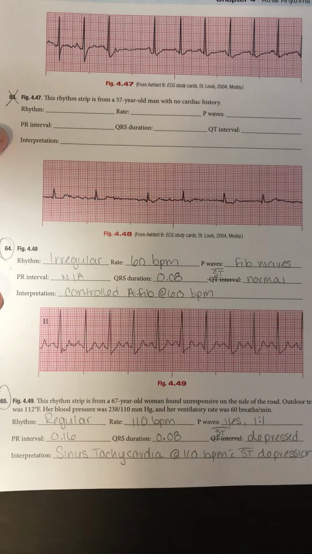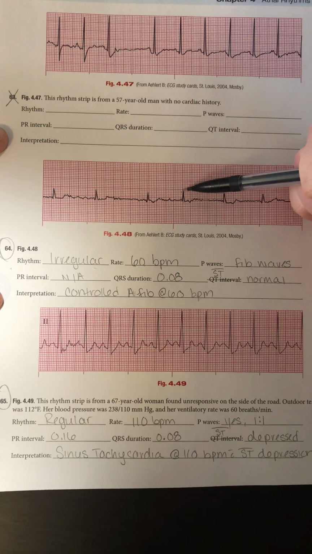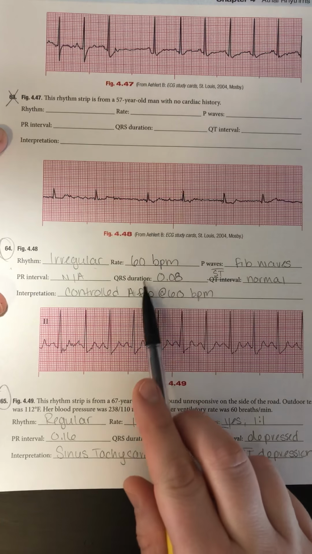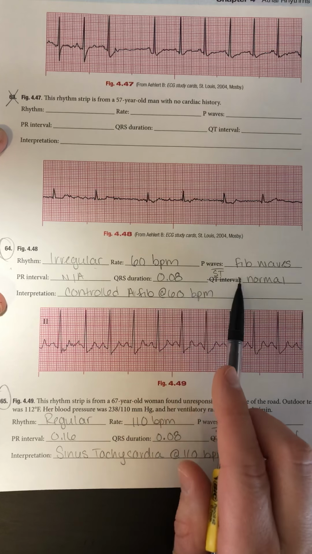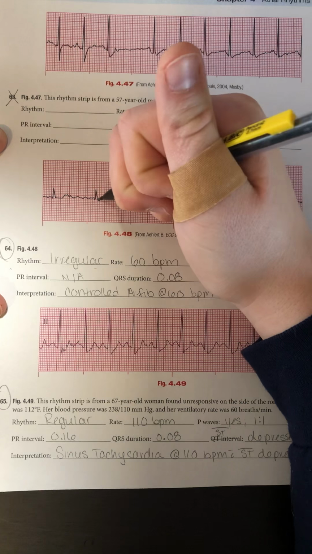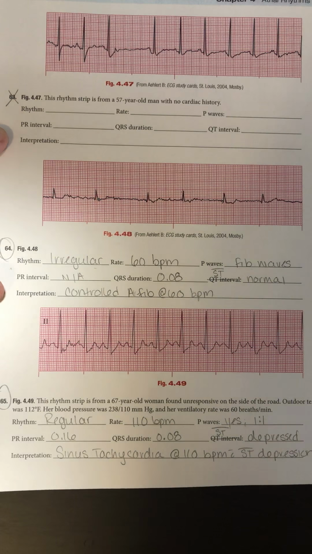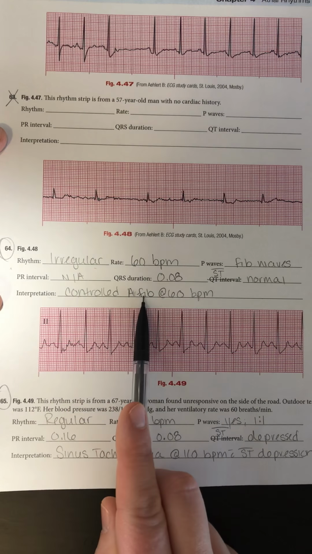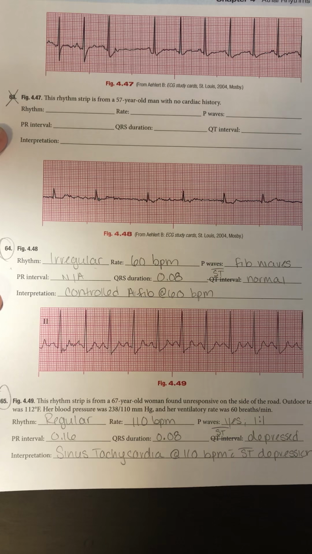My QRS complex, it's very small. That's still a QRS complex. It just means it's a lower voltage, but it is narrow and within normal limits. And my ST segment is normal. So you can see where the QRS complex ends. It's kind of right on that line, maybe one box below. So this interpretation would be controlled AFib at 60 beats per minute.